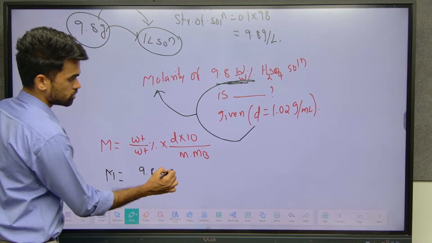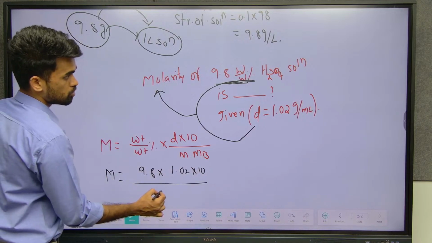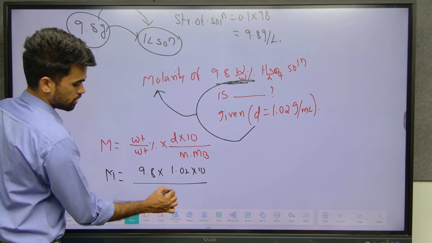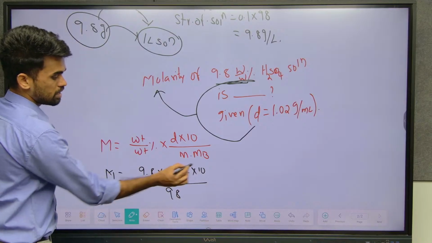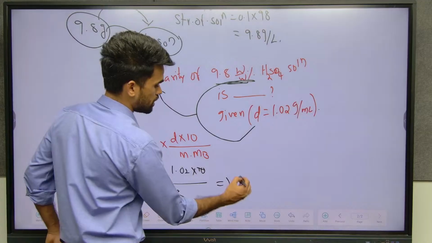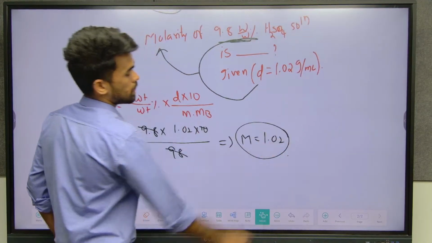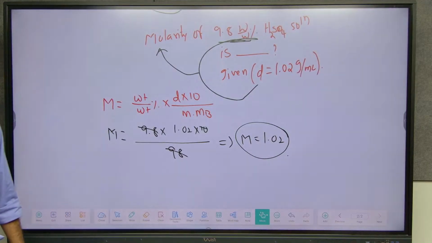So now tell me, 9.8 into 1.02 into 10 by molar mass, how much? 98. See, 9.8 into 10 is 98. 98 removed. So molarity will be equal to 1.02. Clear, everyone? Okay.